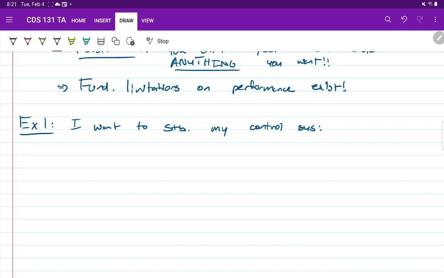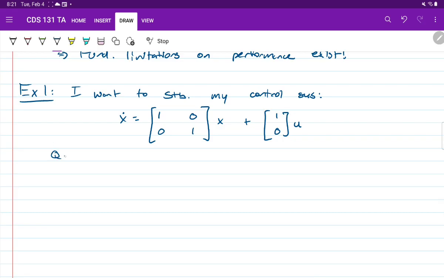and someone gives you the basic dynamics: x dot equals [1, 0; 0, 1] times x plus [1; 0] times u. Now I want you to take a moment and think about this question: can you stabilize the system? Take a moment, give it some thought, and see what you come up with.